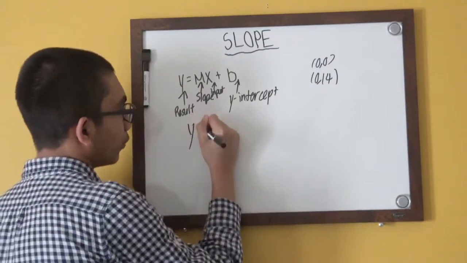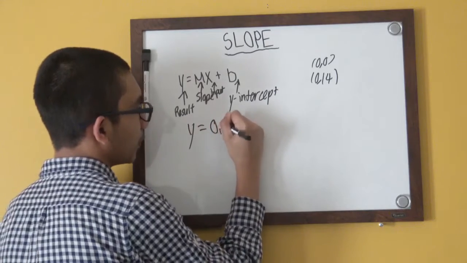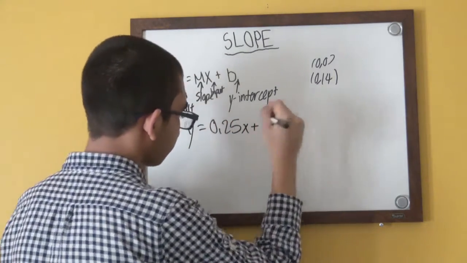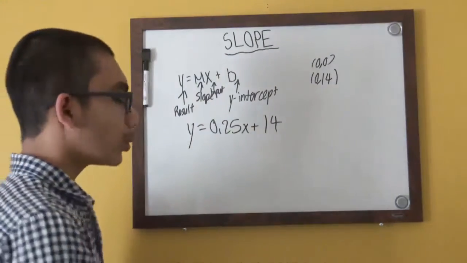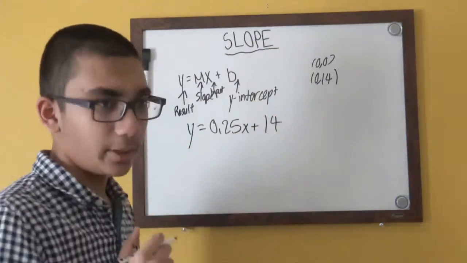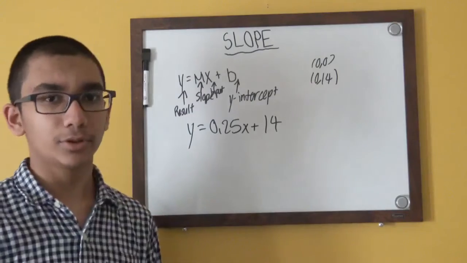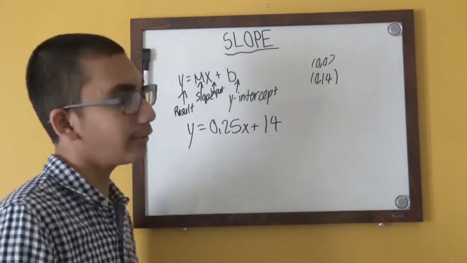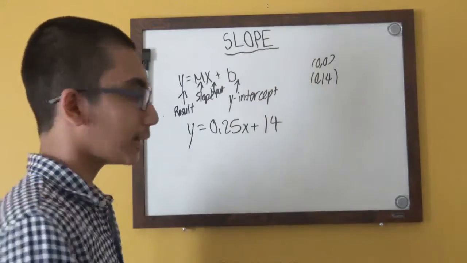So y equals 0.25x plus 14. A story we can come up with for this is Muhammad went to the gym and he had to pay $14 for a membership card. And they charged him 25 cents every time he went for a visit.